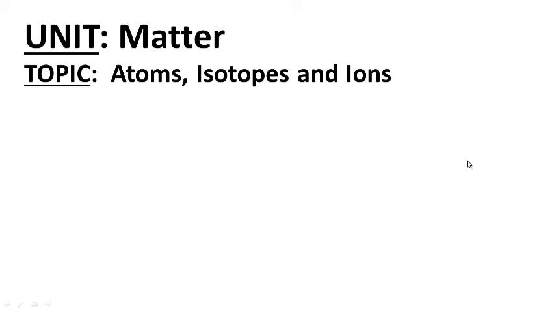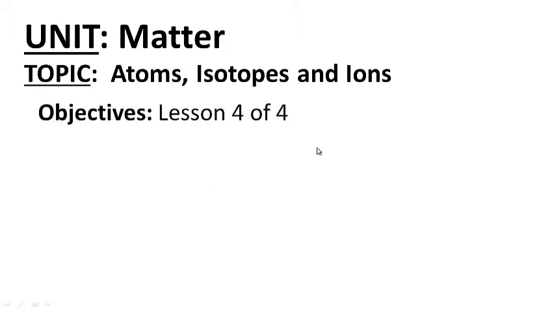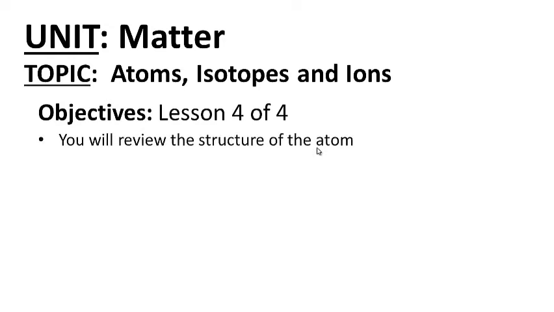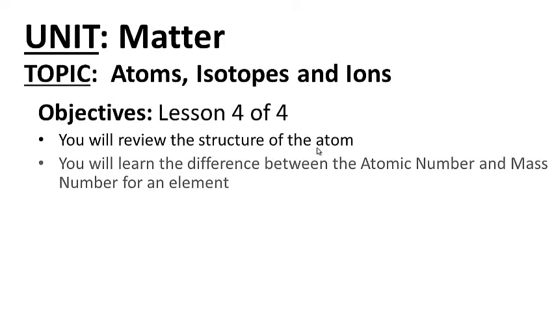All right, welcome back to our unit on matter. Today's topic is atoms, isotopes, and ions. Lesson 4 of 4. Your objectives are as follows. You will review the structure of the atom. You will learn the difference between the atomic number and mass number for an element.